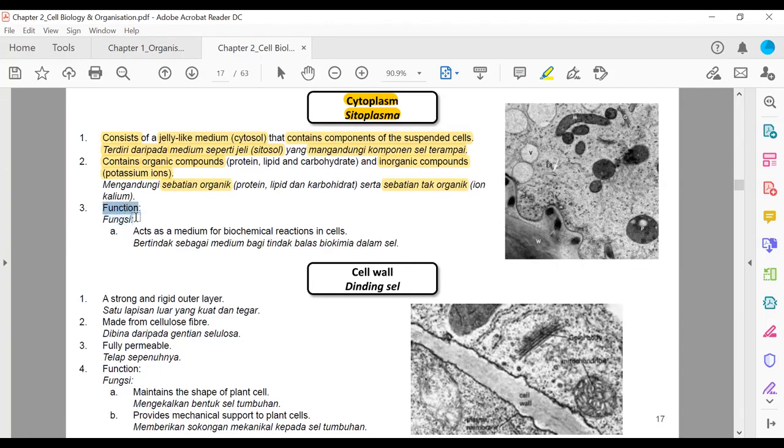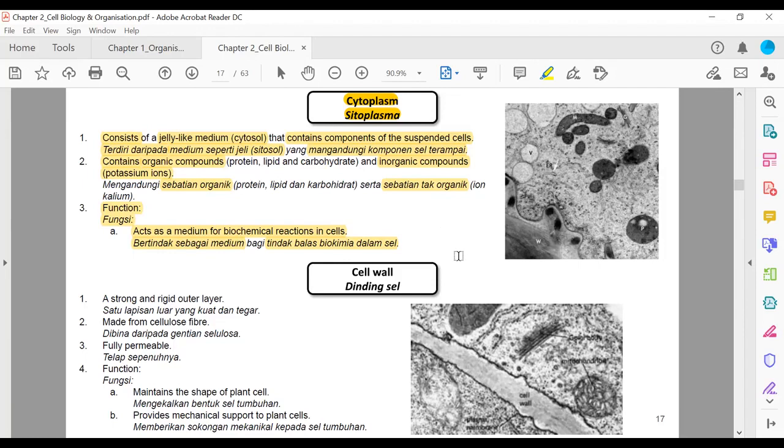Fungsi cytoplasm, fungsi dia act as a medium. Apa fungsi dia? Act as a medium for biochemical reactions in cell. Bertindak sebagai medium bagi tindak balas biokimia dalam sel. So act as a medium for biochemical reactions in the cell. Tempat di mana tindak balas kimia berlaku di dalam sel. Tempat bertindak sebagai medium jenis tempat.